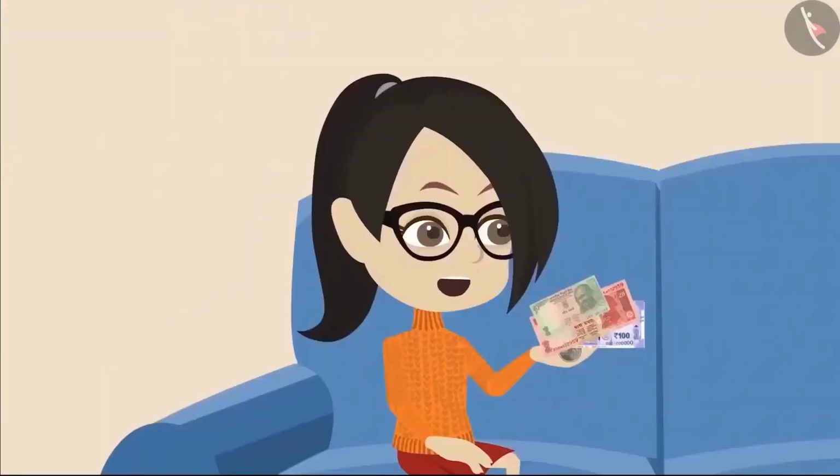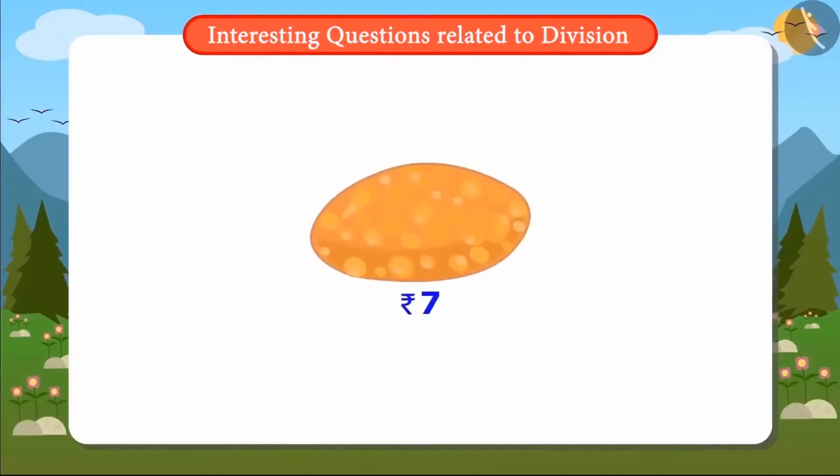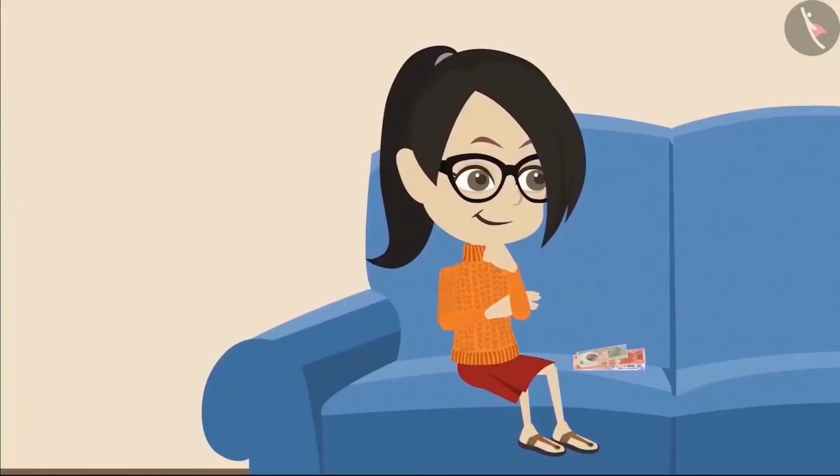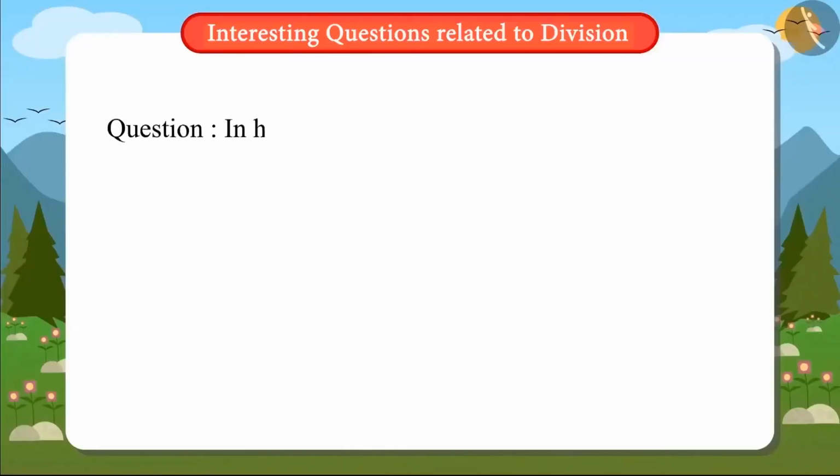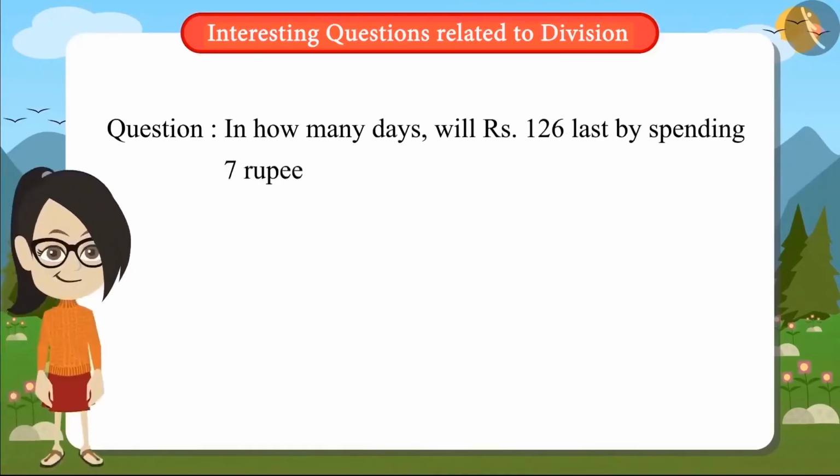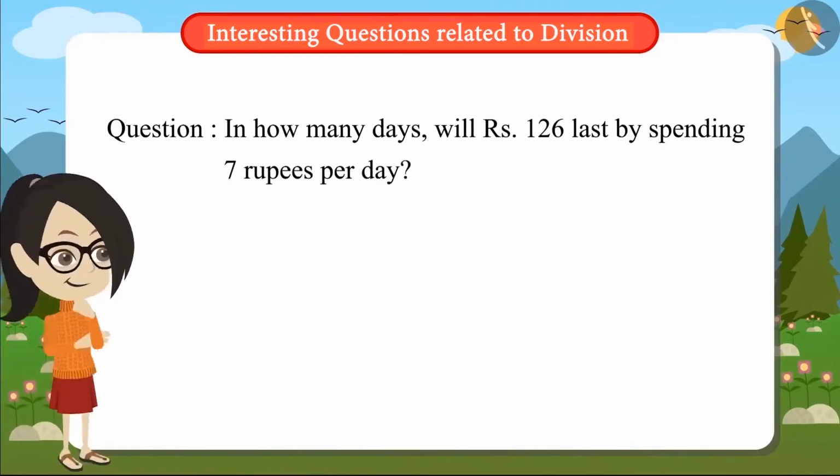From my school canteen, I buy one kachori each for 7 rupees. So, like this, every day I spend 7 rupees. Vandana now has to find out in how many days she will be able to spend 126 rupees by spending 7 rupees per day. Can you help Vandana find this out? Let's see how Vandana solved this problem.